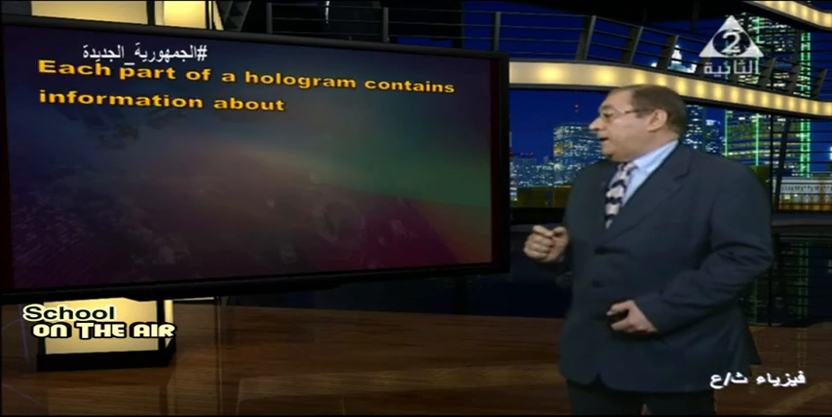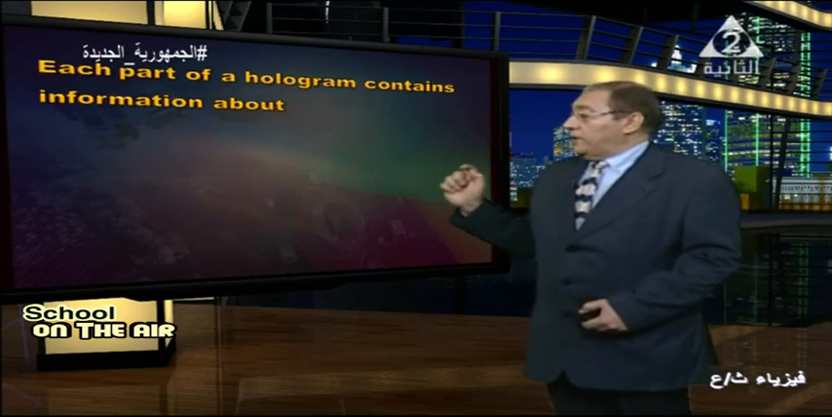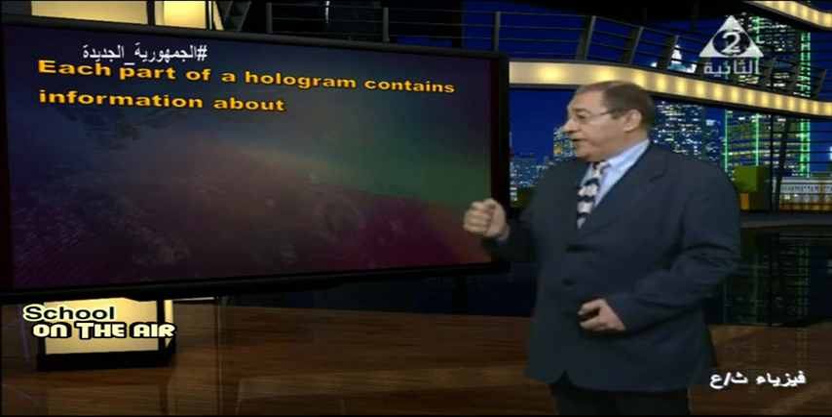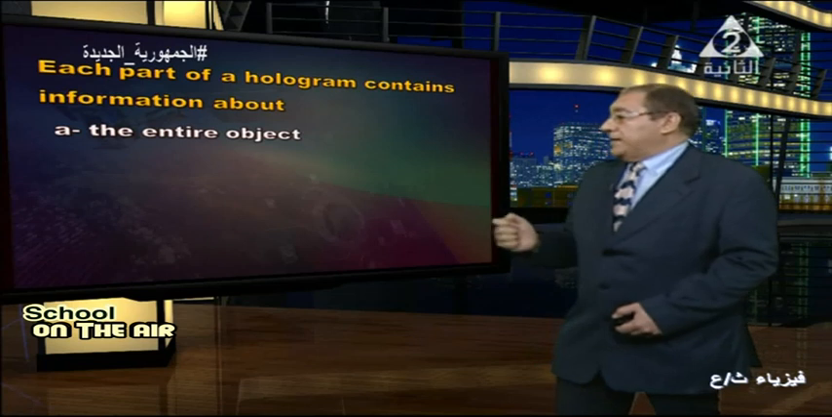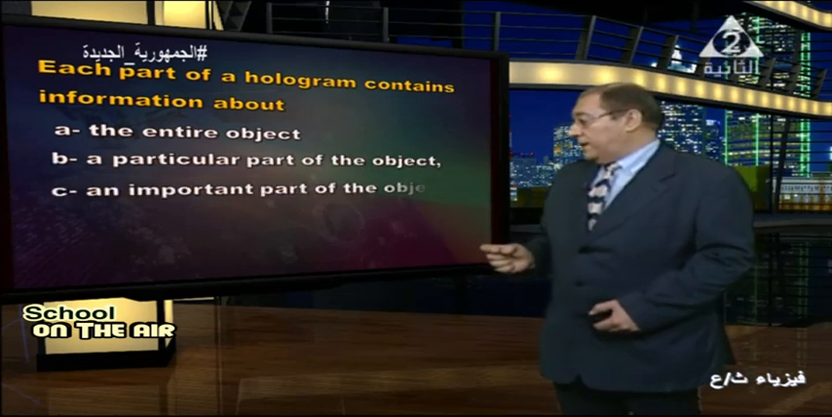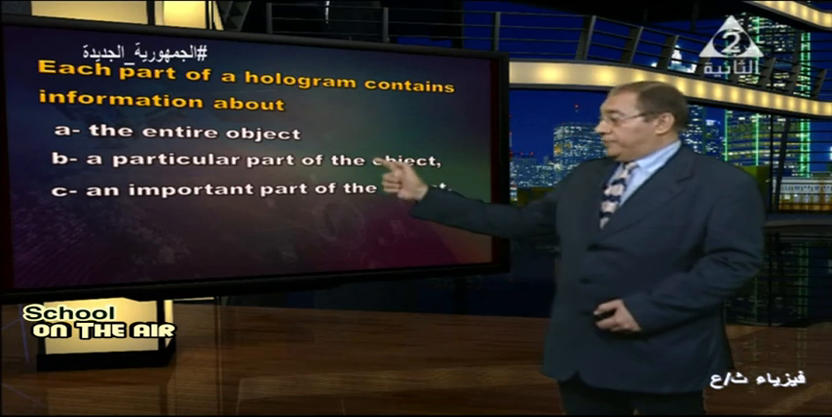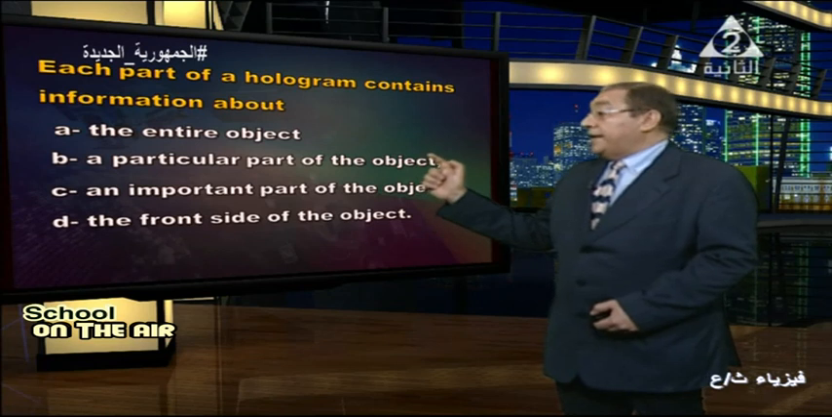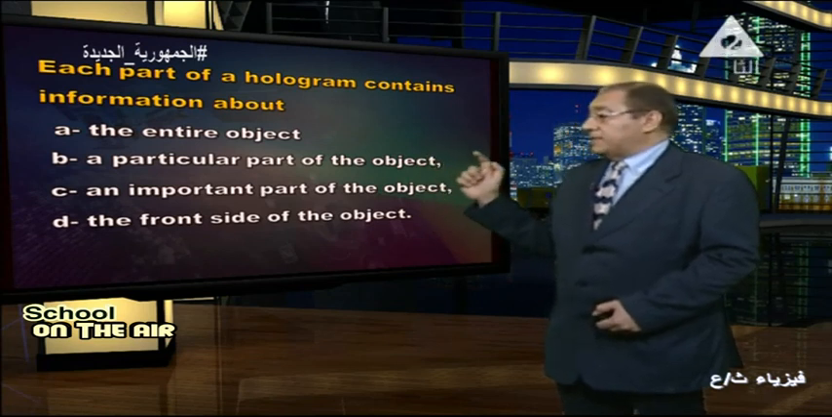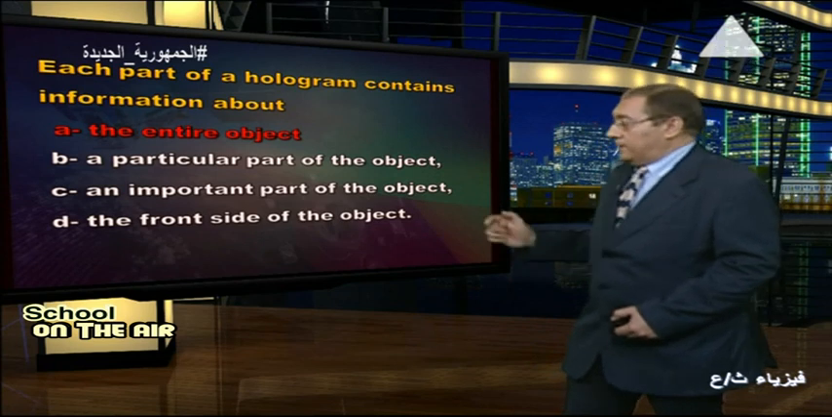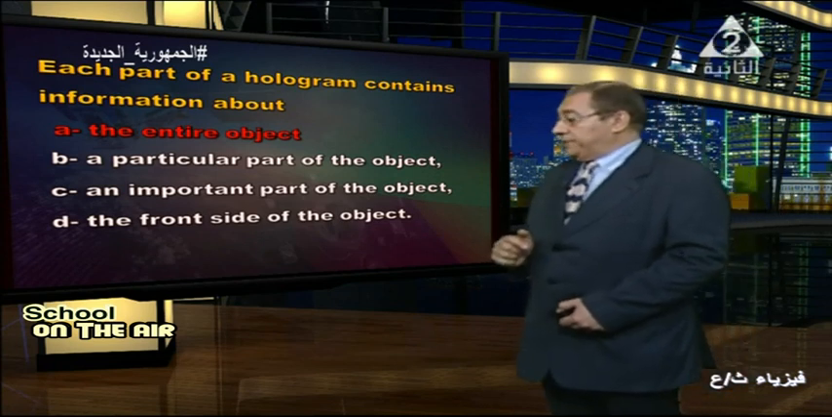Okay. Each part of a hologram, this is a very interesting choice, contains information about: the entire object, a particular part of the object, an important part of the object, or the front side of the object. It contains, yes, information about the entire object. Okay, this is a very important question.